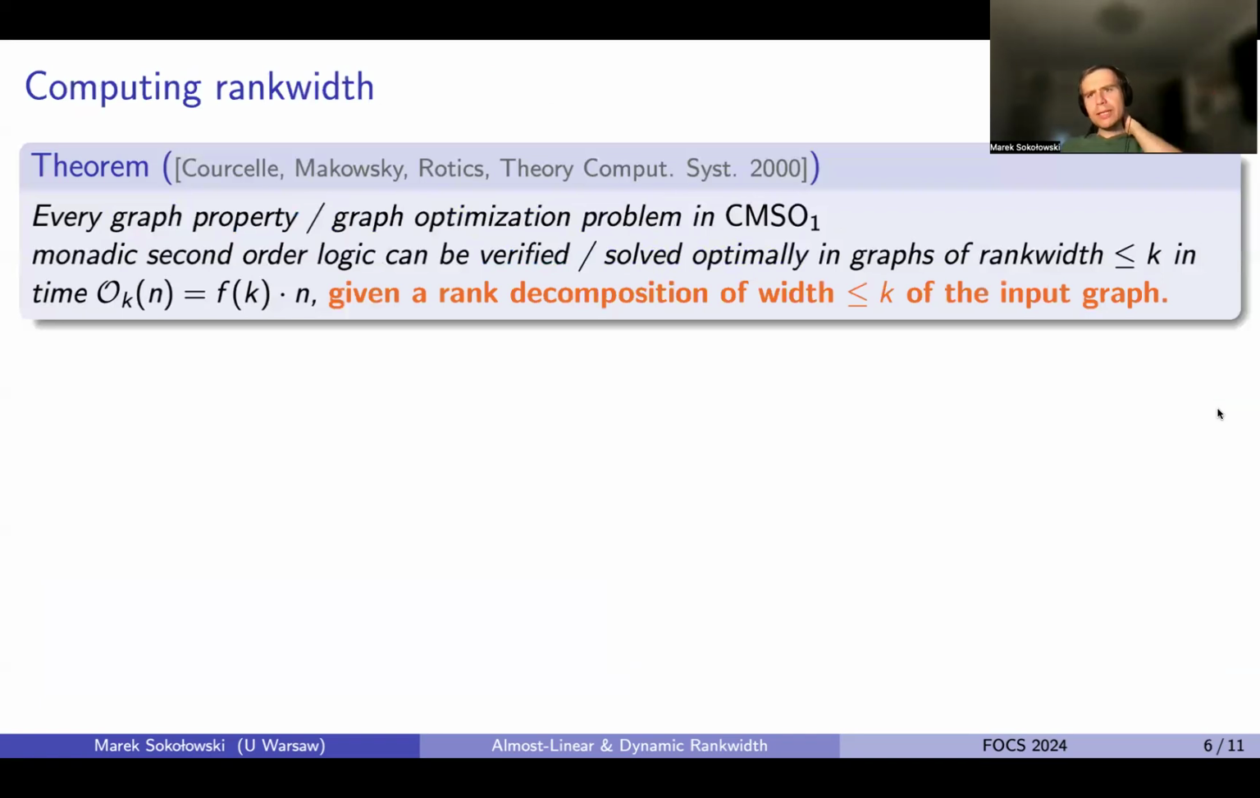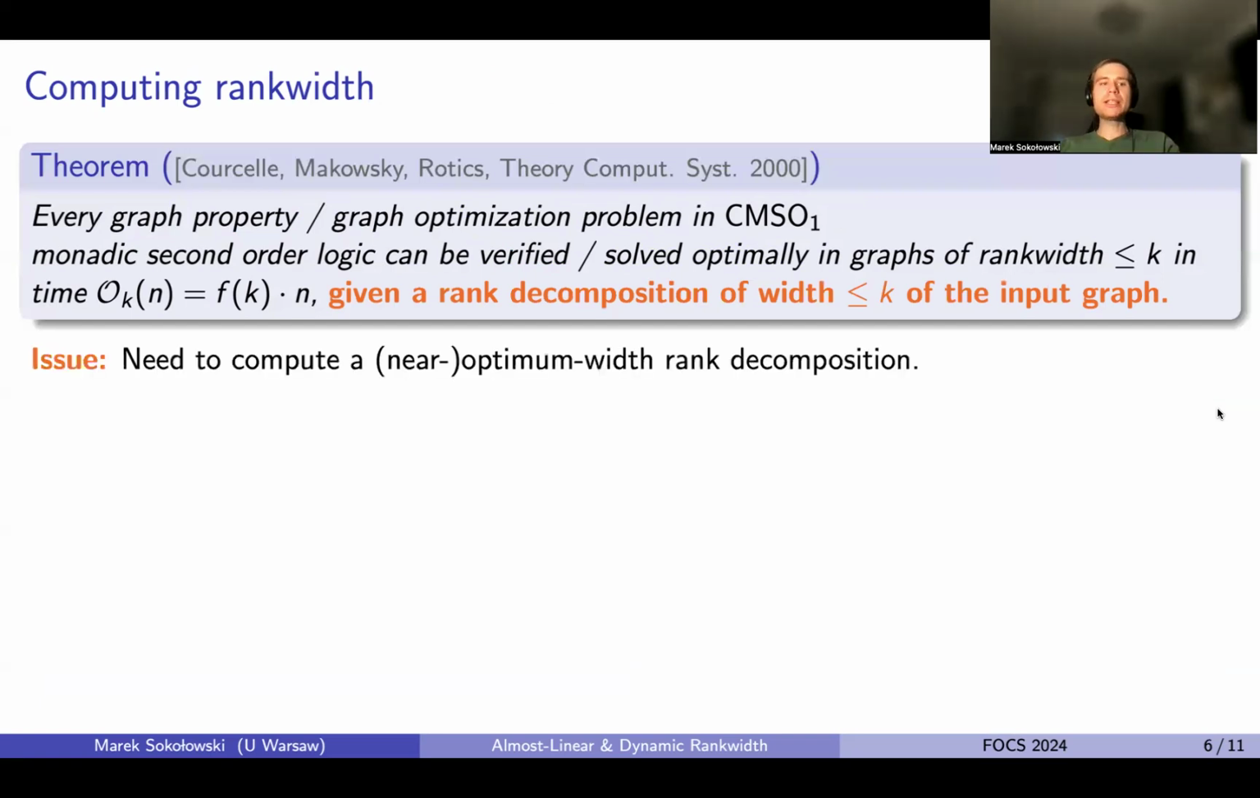Okay, but the problem is that this Courcelle-Makowsky-Rotics theorem requires that a rank decomposition of the graph be given on input. And this is a pretty high ask, since usually when we solve problems, we are just given a graph and we want to solve a computational problem on the graph. So the issue is that we need to compute an optimum width rank decomposition of the graph, or maybe even a near optimum width rank decomposition of the graph.